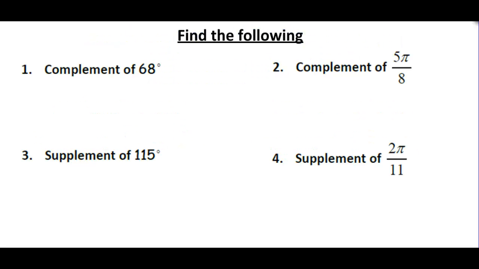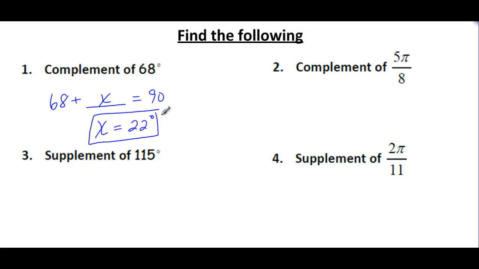So how would we do this? Well, a lot of students don't know how to add and subtract. This is what I like to think. Complement of 68 degrees. So that means 68 plus something should equal 90. Just put an x in there. Do your algebra. Subtract 68 from both sides, and I'm going to get 22 degrees. So the complement of 68 degrees is 22 degrees.